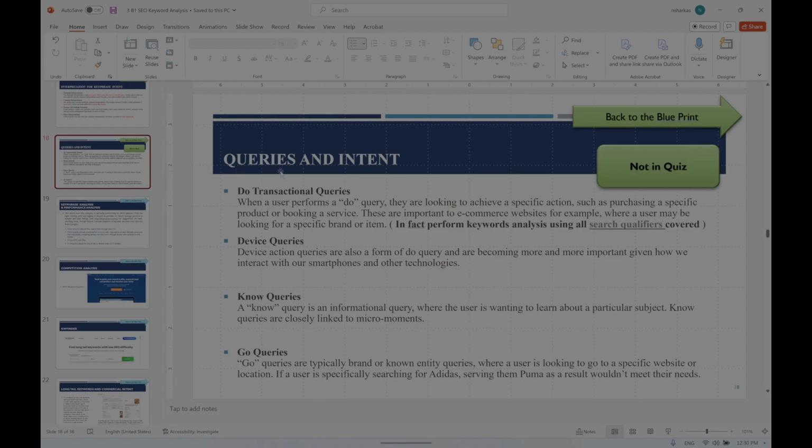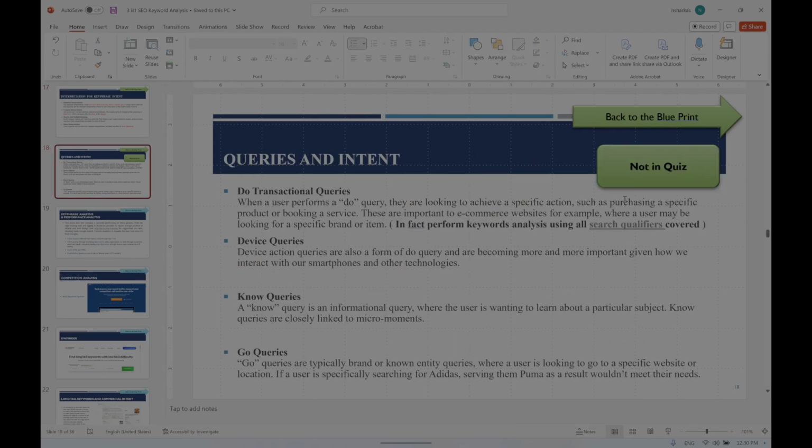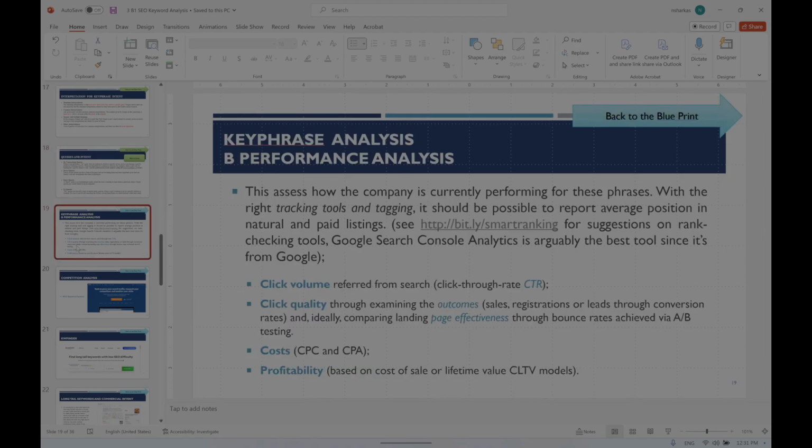Now we also have queries and intent. The intent here is a noun. Is this here a verb or a noun? Intent is the noun, and intend with a D is a verb. There are different types of queries based on where they are coming from: transactional queries, device queries, know queries, go queries. This is not in the quiz. I don't want you to memorize this.